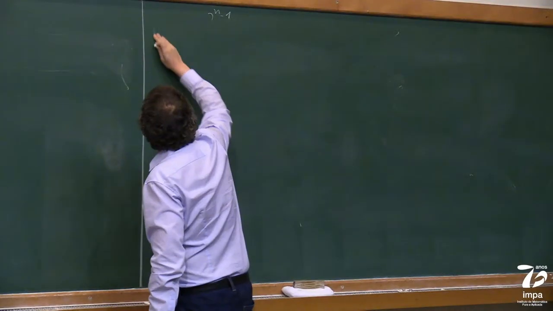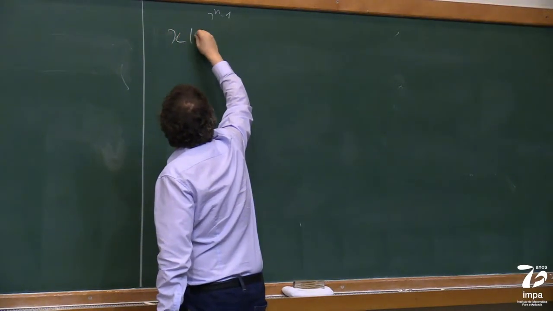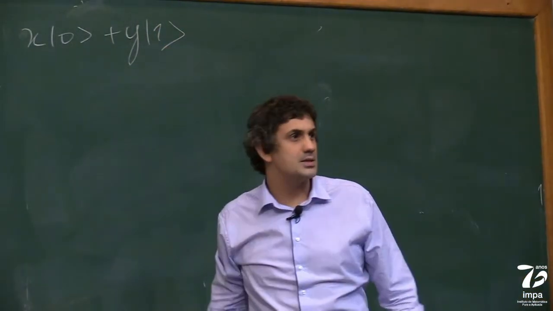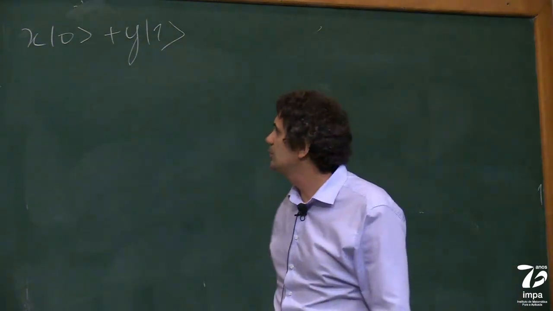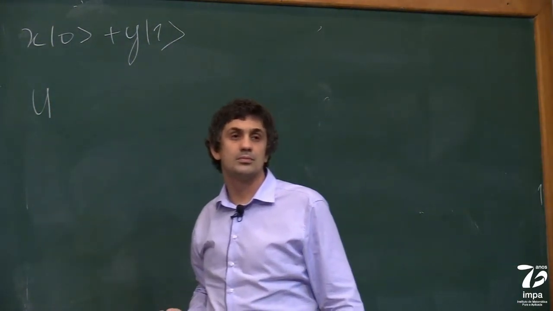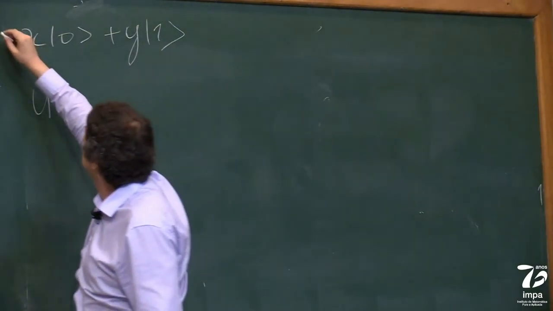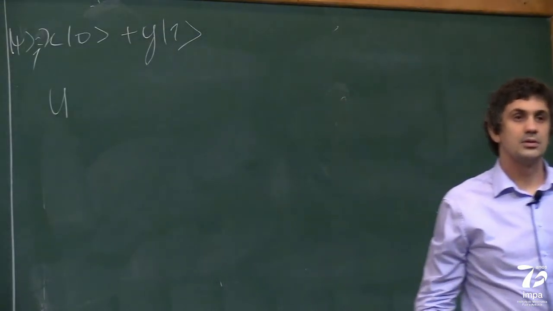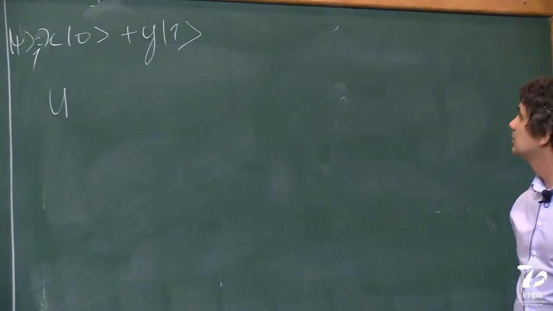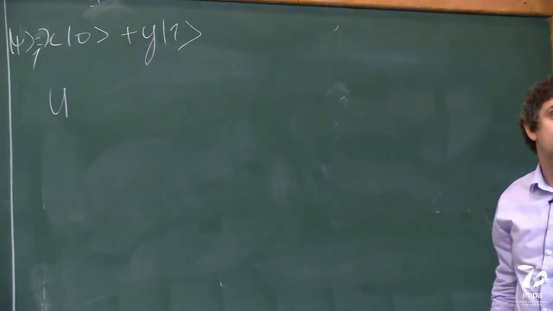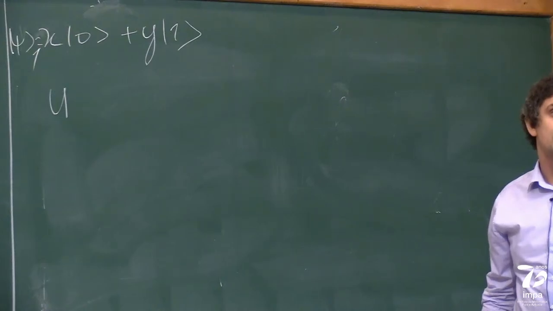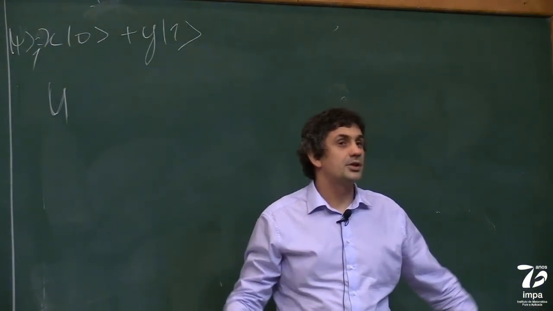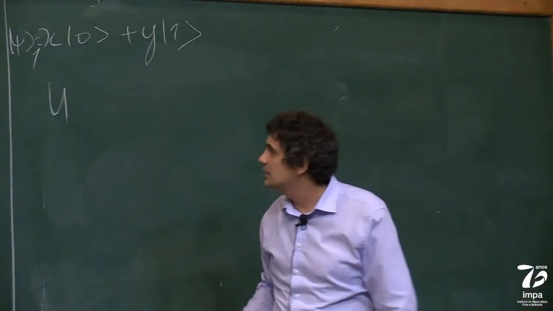So assume that you have one qubit. Its state is x|0> plus y|1>. This is the state of one qubit. What does this mean? It's a superposition of two states. And we have a one qubit operator. As I told, this should be a unitary operator and should be linear.